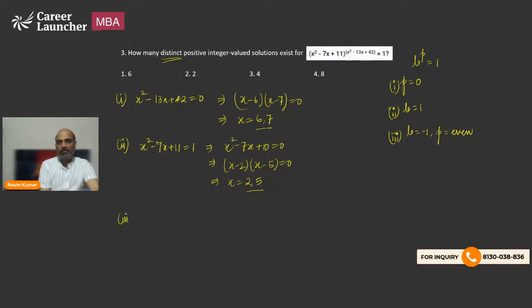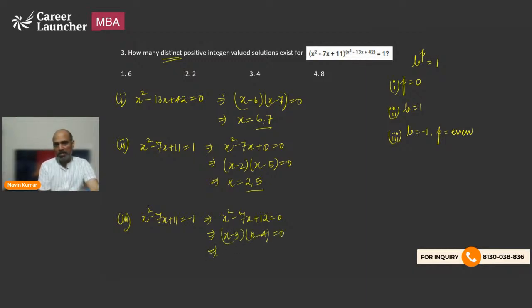Third scenario. When base is minus 1, that is x square minus 7x plus 11 is equal to minus 1. That will result in x square minus 7x plus 12 is equal to 0. So this can be factorized as 3 and 4 because 7 should be the sum, product should be 12. So this is x minus 3 into x minus 4 is equal to 0.